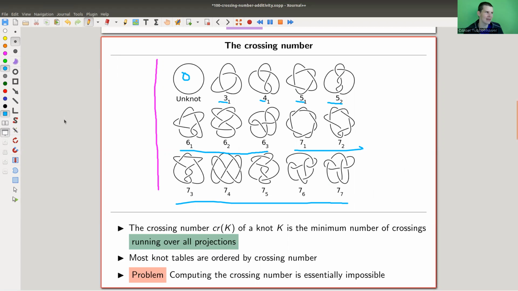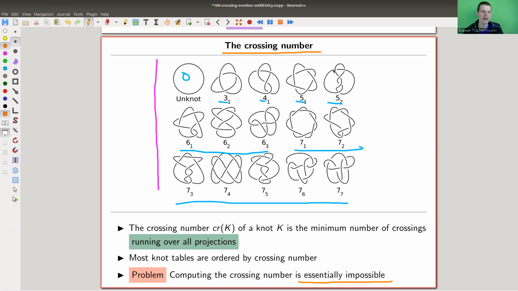The problem is, and that's what I would like to stress again, this is essentially impossible to compute because for a general knot, it's not enough to look at one shadow, at one projection. You need to study all of them at once. And that's an infinite number, and studying an infinite number is usually very, very hard.